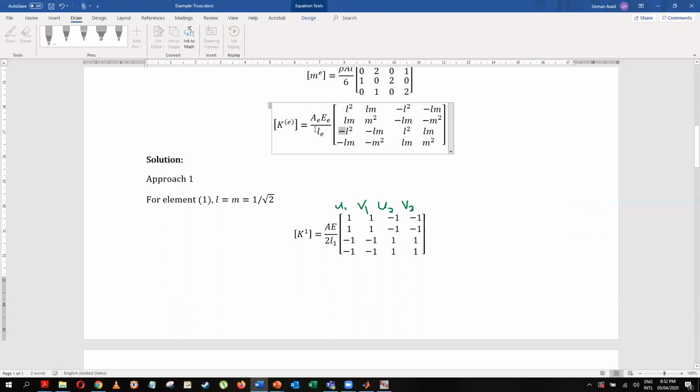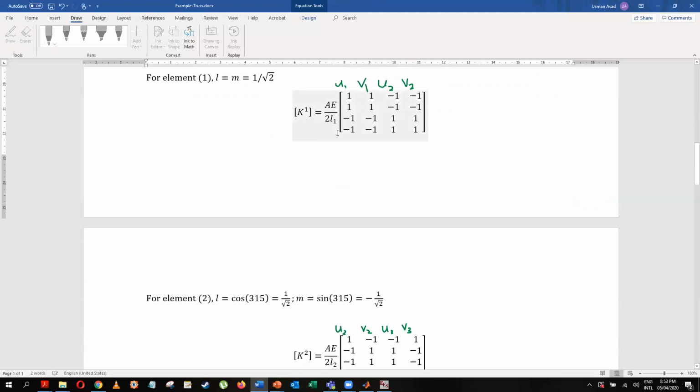So we can take the 1 by 2 outside, and what you're going to be left with is just 1 or -1 depending on which element you are. All of those elements where there are no negative signs are going to be plus ones, and all of those where the minus signs are present are going to be -1, and these correspond to the nodal displacements u1 v1 u2 v2, right? So that's done for element 1.